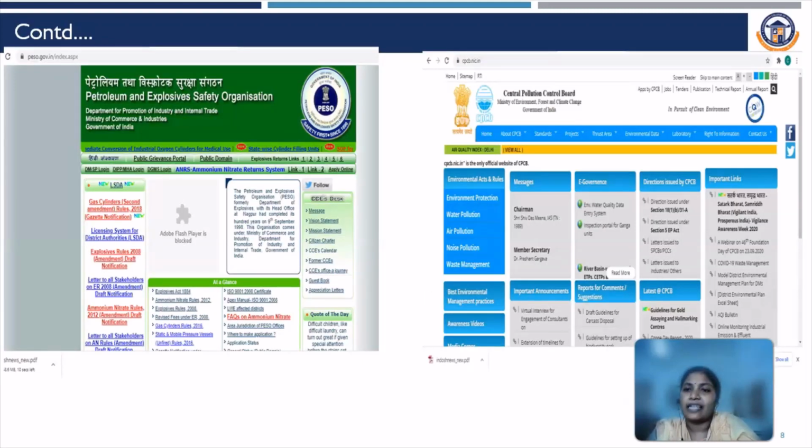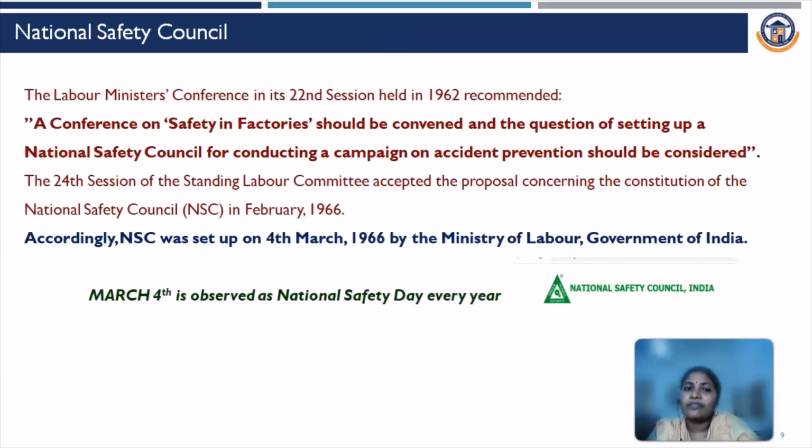And this is about National Safety Council. National Safety Council was set up on 4th March 1966 to commemorate the opening. March 4th is observed as National Safety Day every year.